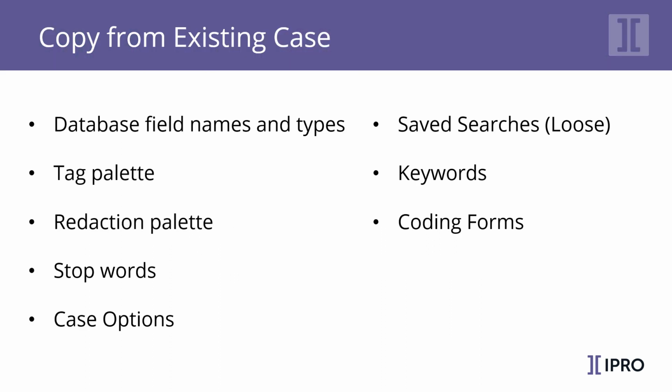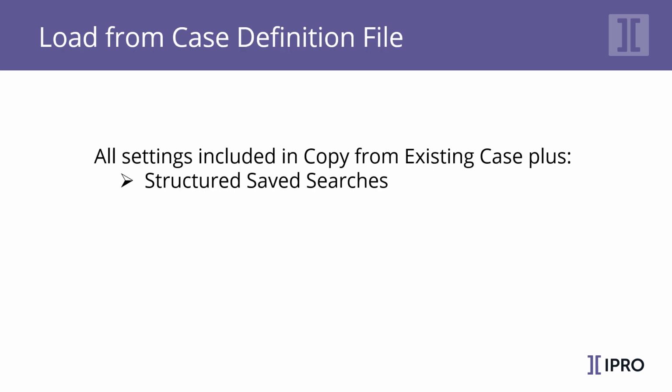Copy from an existing case brings over database field names and types, the tag palette, the redaction palette, stop words, case options, saved searches, keywords, and coding forms. In addition to items that come over from copy from existing case, option 2, load from a case definition file, includes saving structured saved searches.